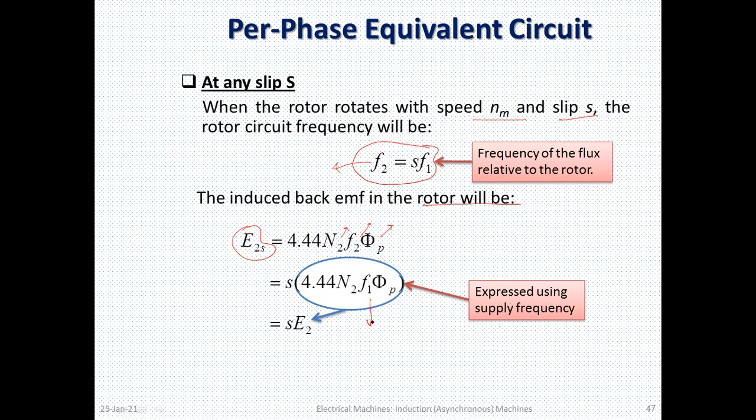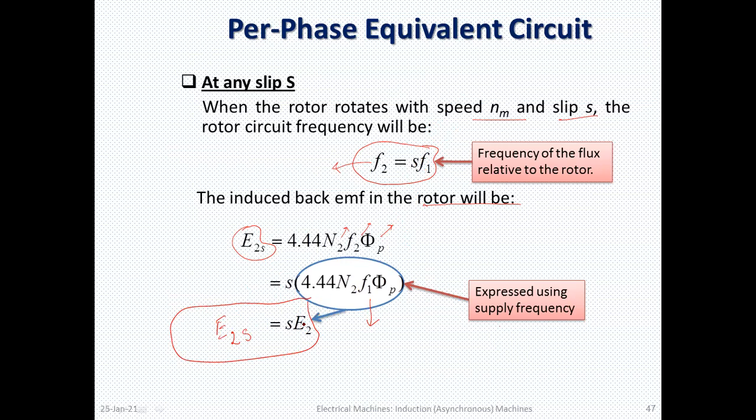This is the voltage when supply frequency is taken. It is called E2, supply frequency. So the voltage in the rotor when slip is there is given by S multiplied by E2. This has already been discussed in my previous lecture also. That link is being shared in the description box.